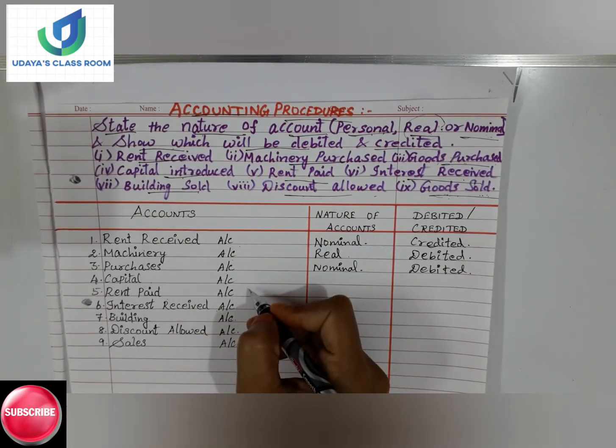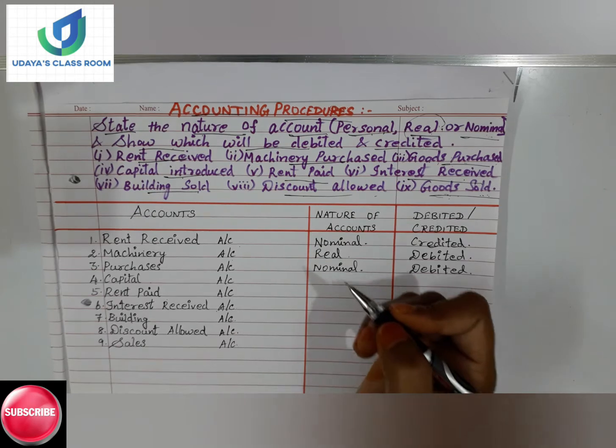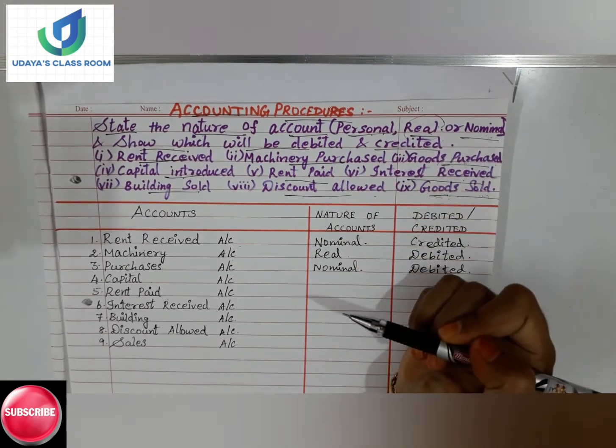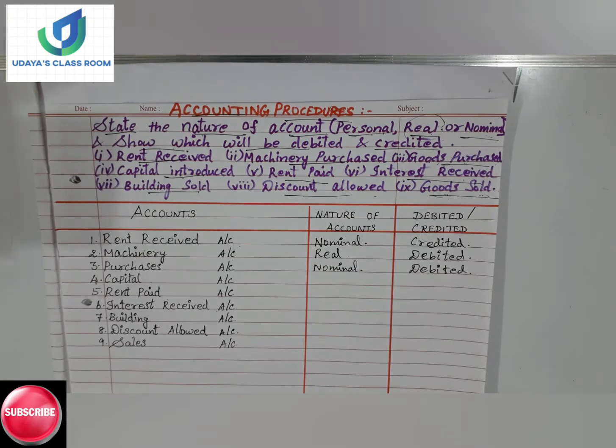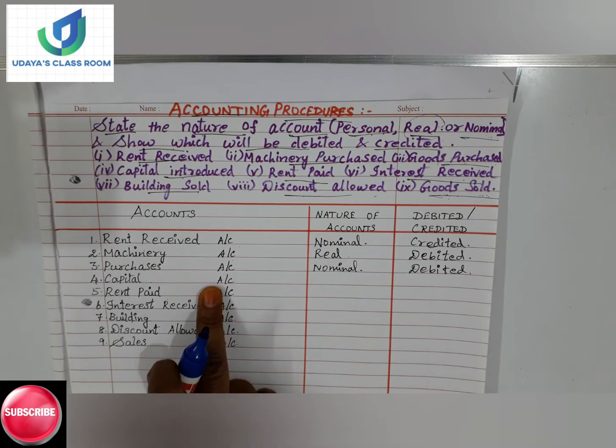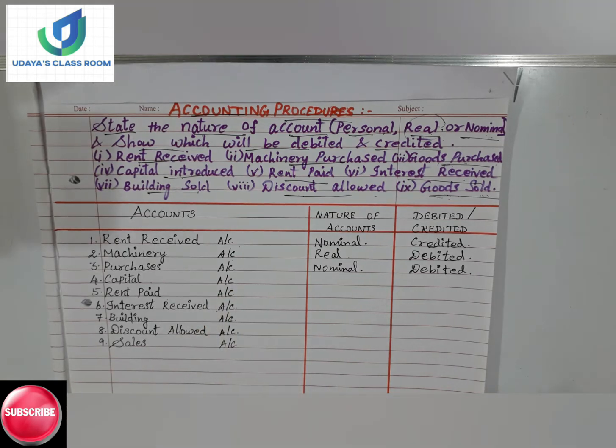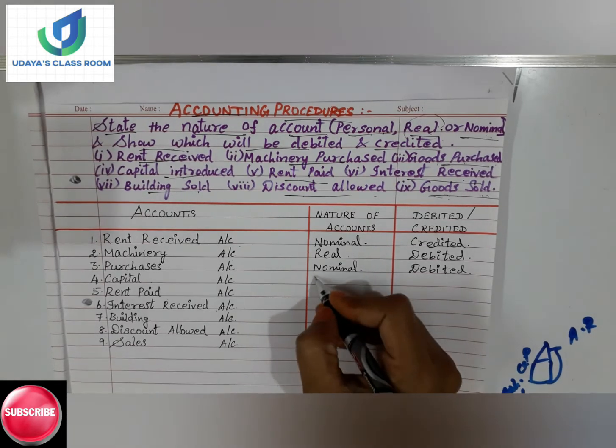And next is capital account. Capital account, it is related to personal, real or nominal. We have to find out. So capital, who will be investing capital? Person only investing in the business. So a person will be investing in the business as cash. It will be termed as capital, right? He is a natural person and the business is artificial person. So two persons are involved in this. So it is a personal account.